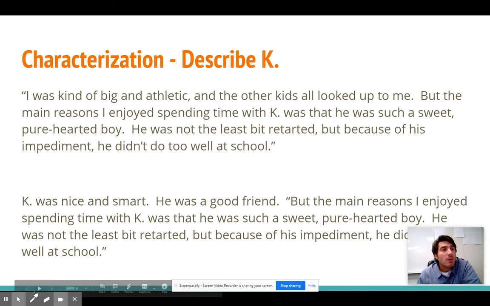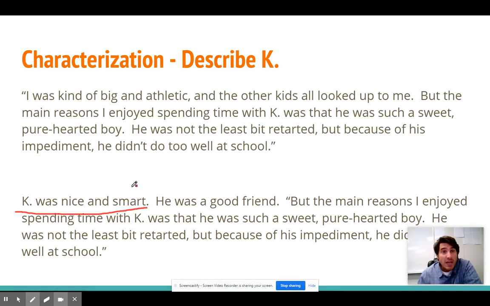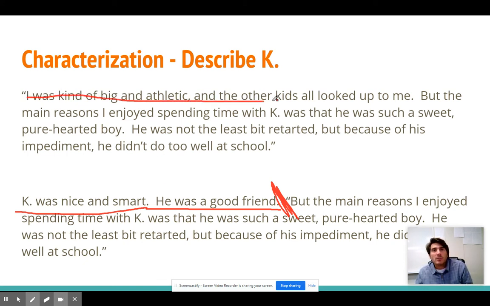So, as some might write, okay, K was nice and smart, which is some good analysis. He was a good friend. Okay, that's some good analysis. But look, now we have this harsh cut, this harsh break. They don't go together. Sentence ends, sentence begins. They are not integrated. Okay, but the main reason I enjoyed spending time with K was that he was such a sweet, pure-hearted boy. He was not the least bit retarded, but because of his impediment, he did not do well at school. So you'll notice that I did not use this part, which is probably pretty good because that has nothing to do with the question.